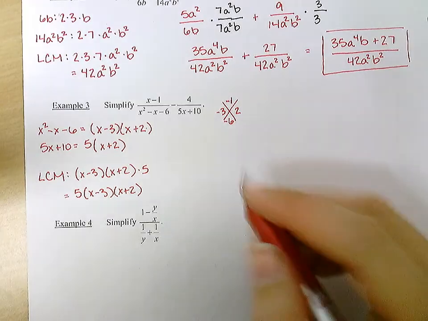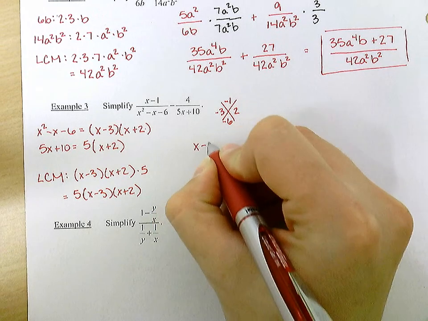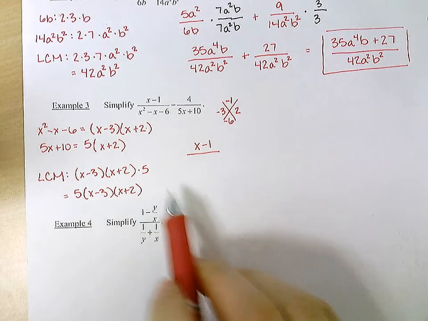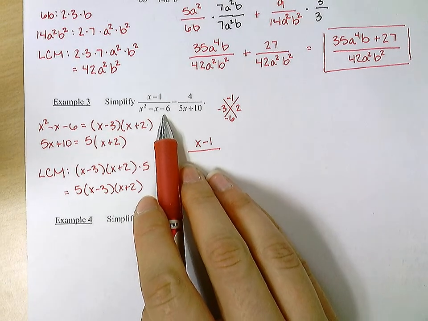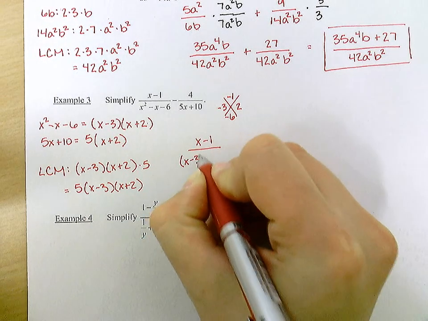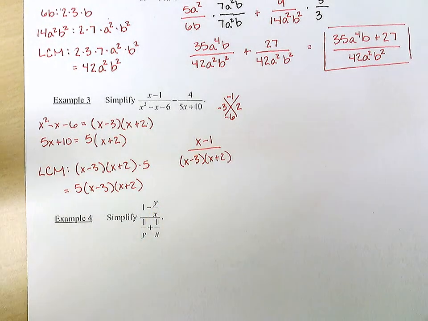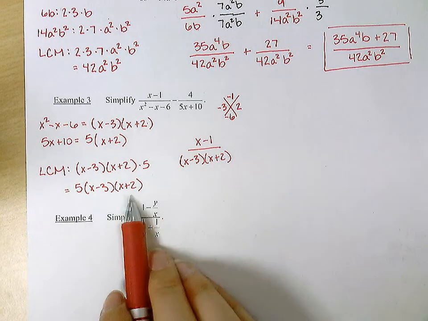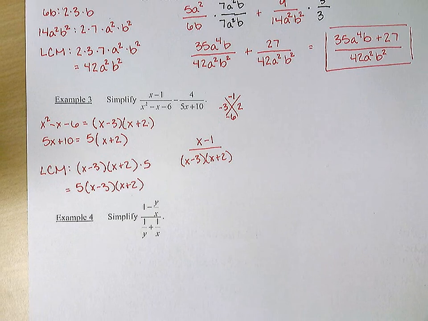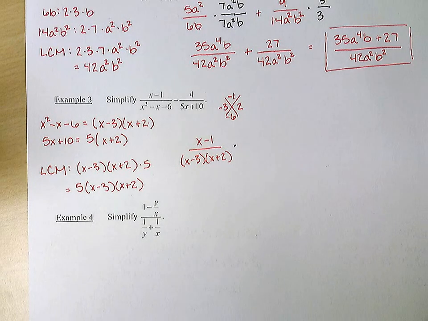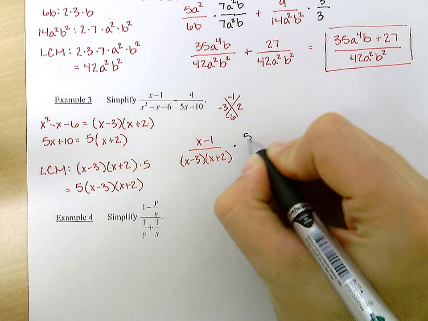So rewriting my expression, I have x minus 1 over, I'm going to write down the factored form of this, which we already found here, of x minus 3 times x plus 2. Now I need to change this denominator to make it look like the LCM. So what do I need to multiply in? 5.